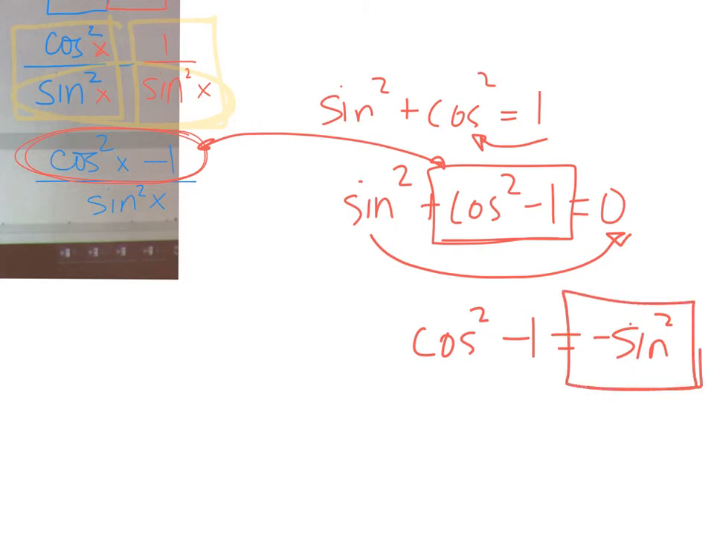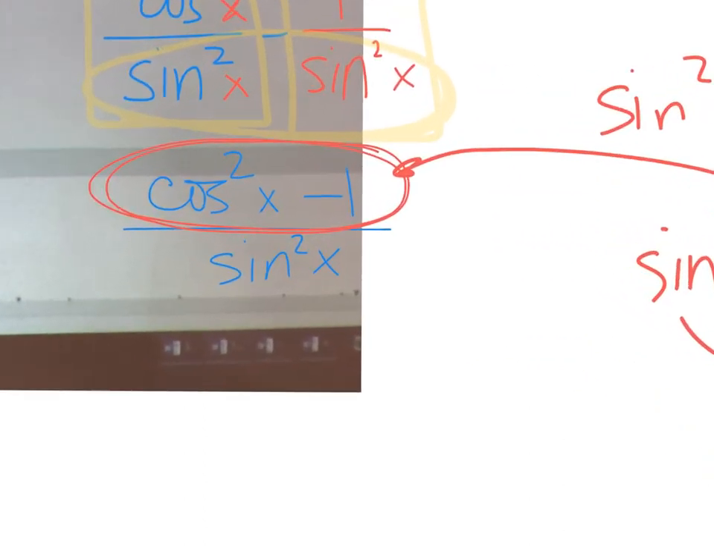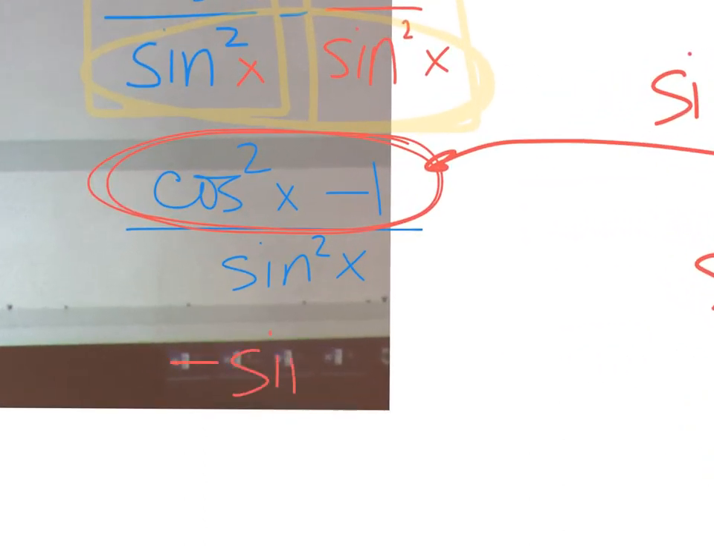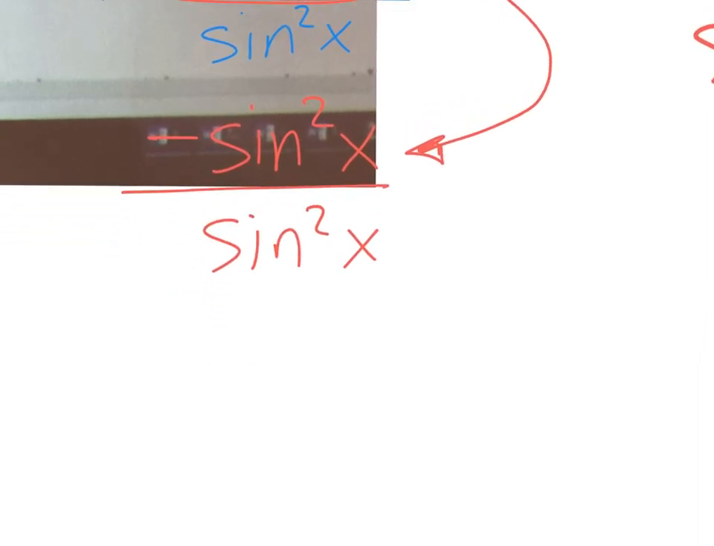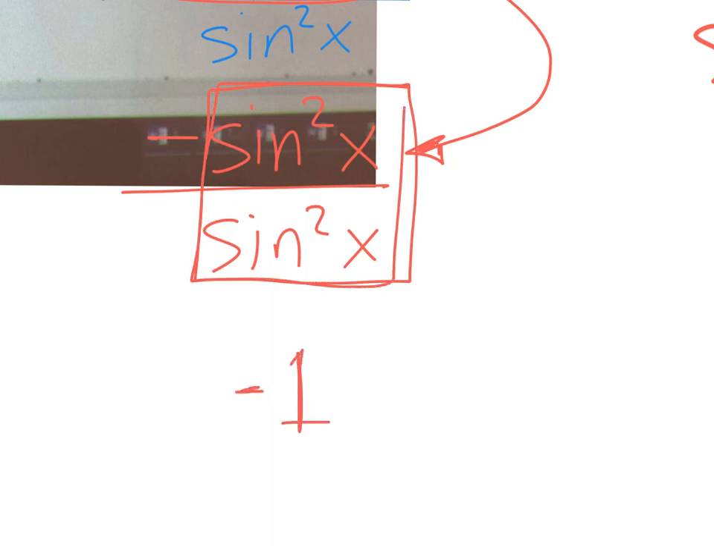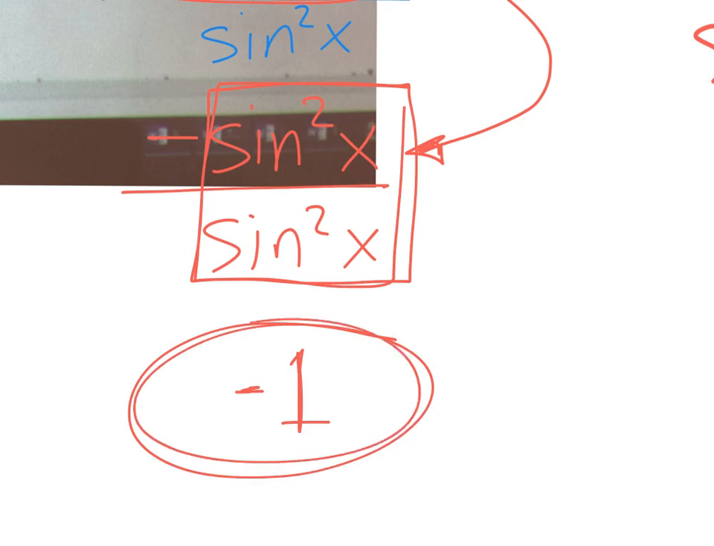Instead of cosine squared minus 1, I'm going to put in here a negative sine squared over my still denominator sine squared. Okay, so I'm replacing cosine squared minus 1 with negative sine squared. And then once again, anything divided by itself is just 1, but then I still have that negative out front, so this one reduces all the way down to negative 1. That sounds much better and is more satisfying.